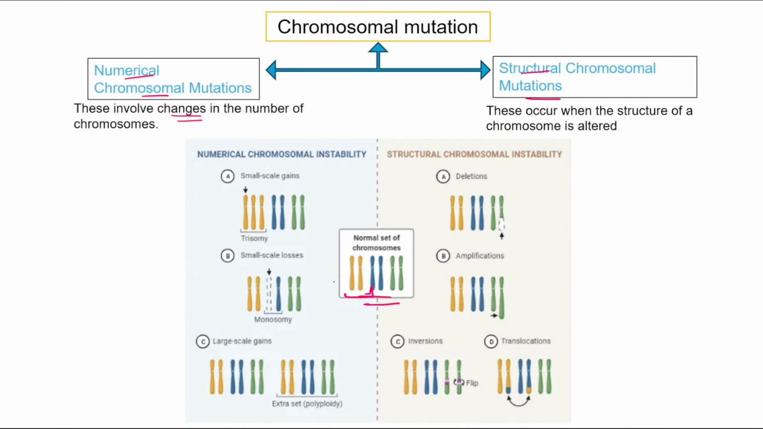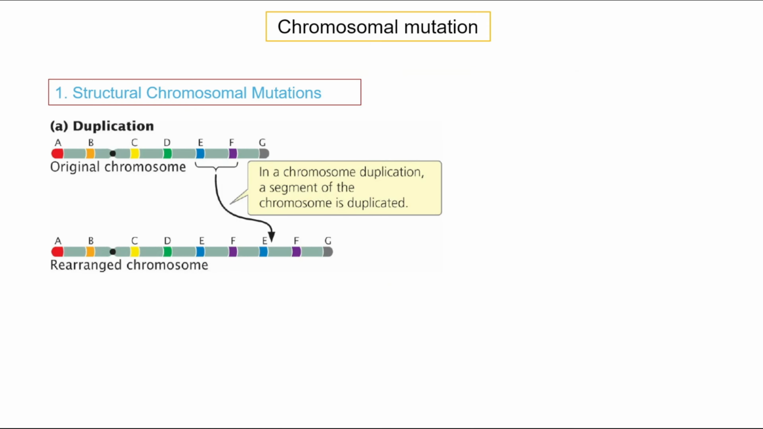Here each has 2 chromosomes and this changes into 3 chromosomes, that is called trisomy, and also deletion of 1 chromosome is called monosomy. In structural chromosomal mutation, the chromosome structure changes. So let's see the different types of structural chromosomal mutation.